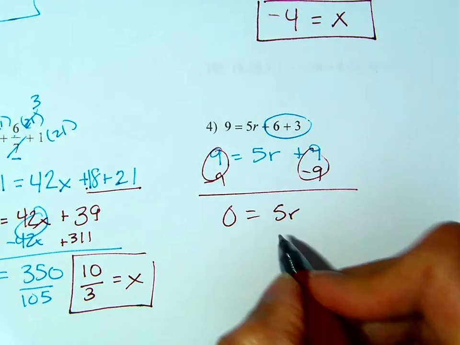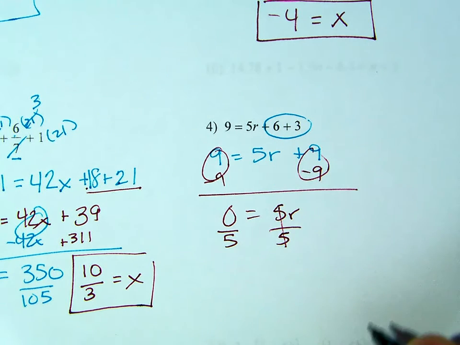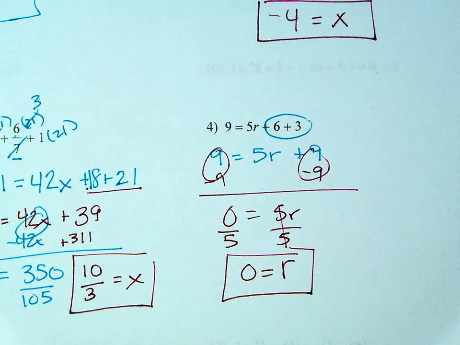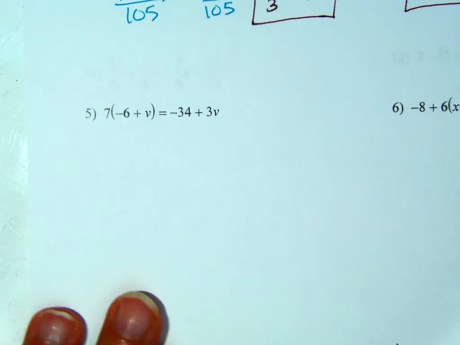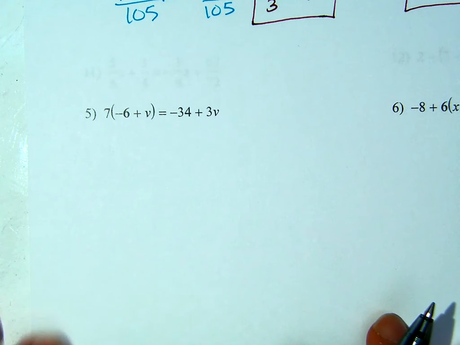But if you don't recognize that, it's okay to keep going and divide both sides by the coefficient, which is 5, and then you get r equals 0 because 0 divided by 5 is 0. So hopefully you got 0 on that one. All right, let's try the next one. Again, pause if you can so that you can see if you got it right.